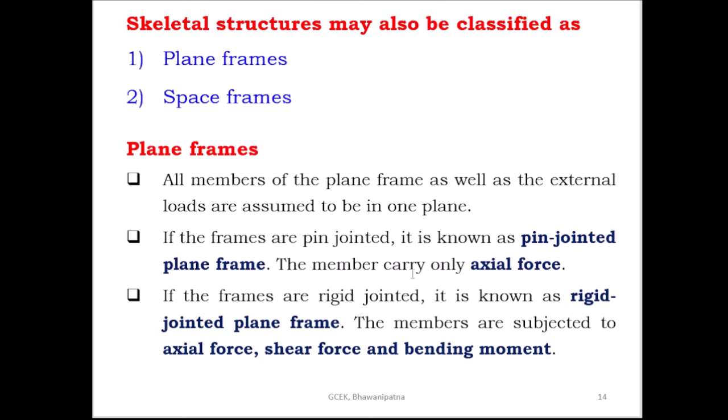In the case of a pin jointed plane frame, the members carry only axial force. I have already explained this. If the frames are rigid jointed, it is known as a rigid jointed plane frame, and the members are subjected to axial force, shear force and bending moment. So, for plane frames, in the case of a pin jointed plane frame the members carry only axial force, but in the case of a rigid jointed plane frame the members are subjected to axial force, shear force and bending moment.